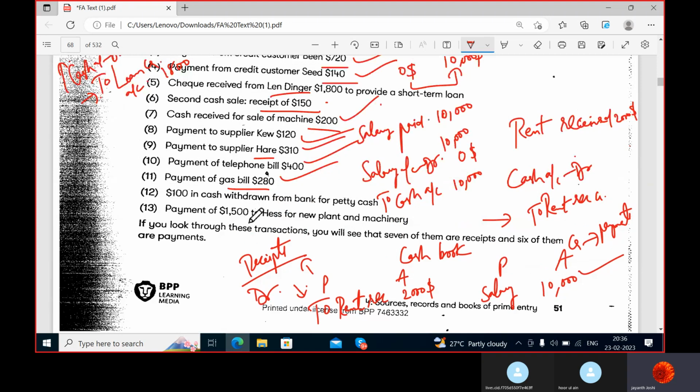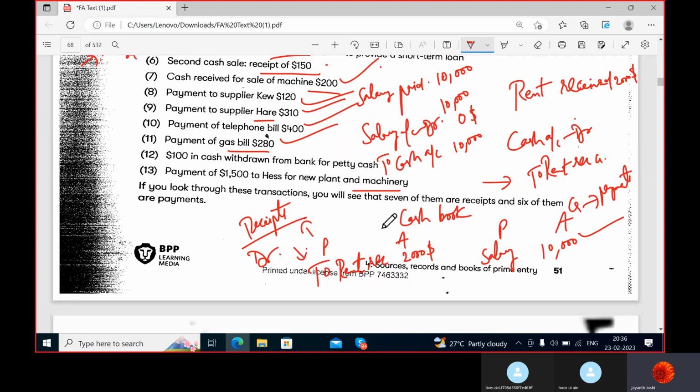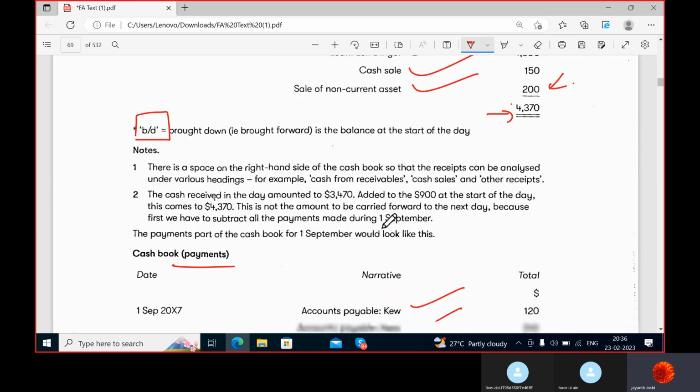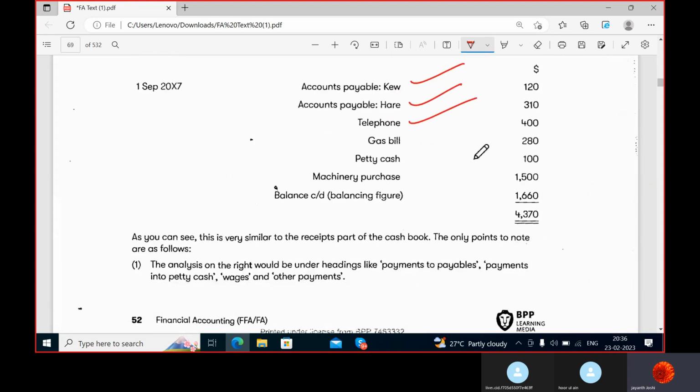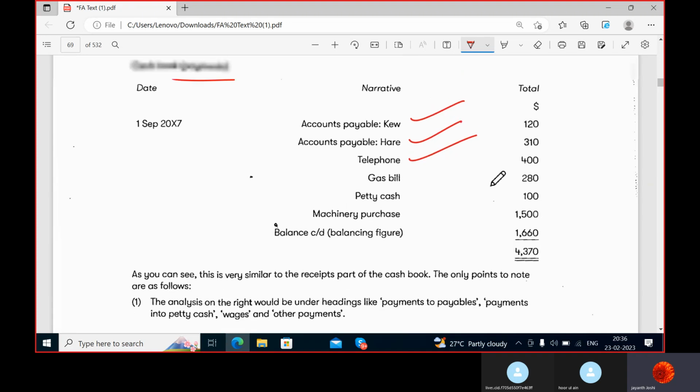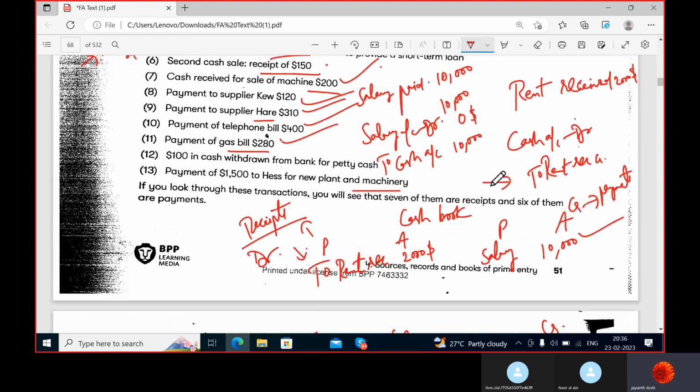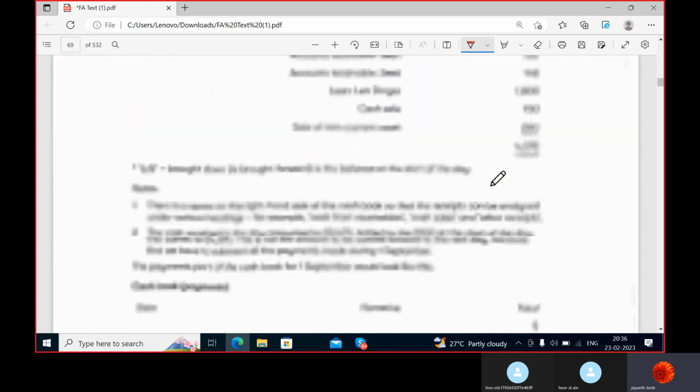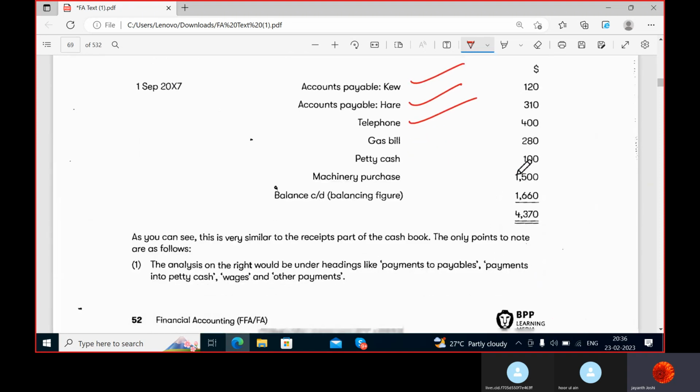payment of 1500 to Hess for new plant and machinery. So that also we will post here. So we made payment to Hess, maybe our payables. What is that? 1500 for what reason? Okay, we bought a plant and machinery, so we made the payment. So that 1500 we are mentioning here.